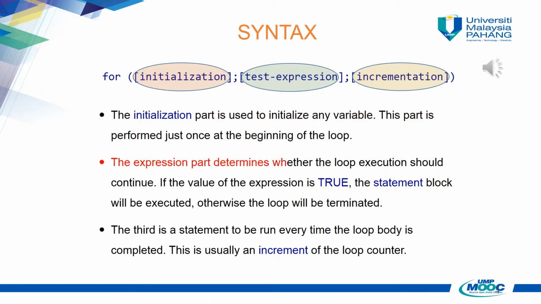2. The expression part determines whether the loop execution should continue. If the value of the expression is true, the statement block will be executed, otherwise the loop will be terminated. 3. The third one is a statement to be run every time the loop body is completed. This is usually an increment of the loop counter. However, it is possible to have a decrement.